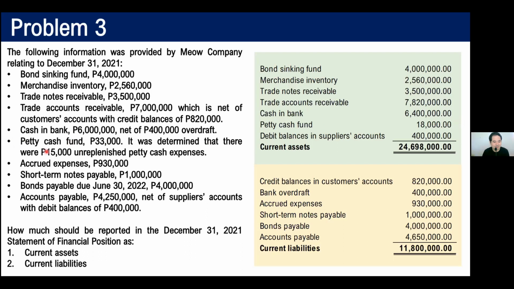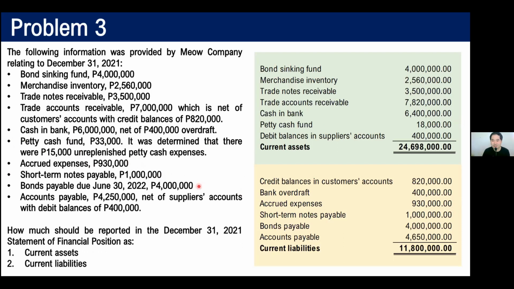Okay? Accrued expenses, wala na tayong pag-uusapan dyan. That is a current liability. No? So ito po siya. Accrued expenses, 930,000. Short-term notes payable, di na kayo pinahirapan. Sinabi namang short-term yung notes mo. So short-term notes payable, 1 million.